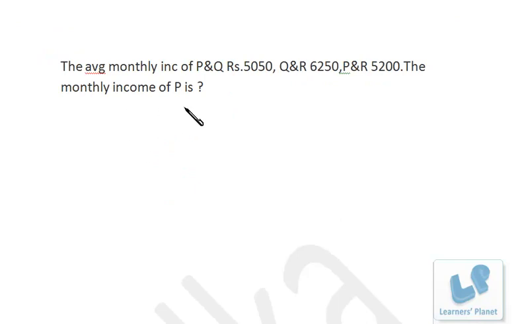Yeah, friends, here I am solving a query sent by a student. The average monthly income of P and Q is 5050, and of Q and R is 6250. The monthly income of P is asked. A very simple problem. See, P plus Q is this, Q plus R is this. If you deduct 5050 from 6250, you will be getting the difference between R and P, right? So 6250 minus 5050, that is 1200, right?